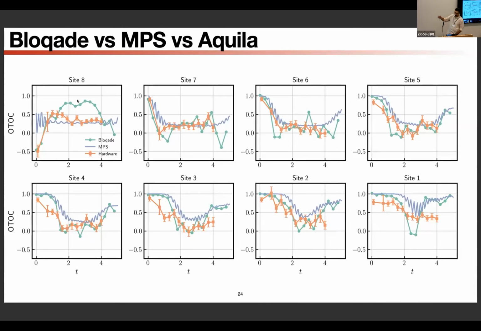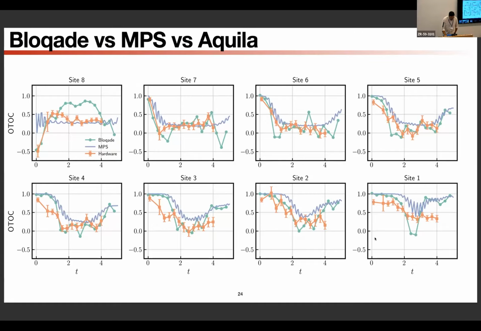And then if you go on to the other sites, you see that the agreement between all three things is actually pretty good up to the first three sites. And then it starts to degrade as you go towards the other end of the chain. You still see some characteristic behavior going on with the initial decay of the OTOC, but once you reach the last site, you're almost at the end of the coherence time and you see almost no dynamics going on.